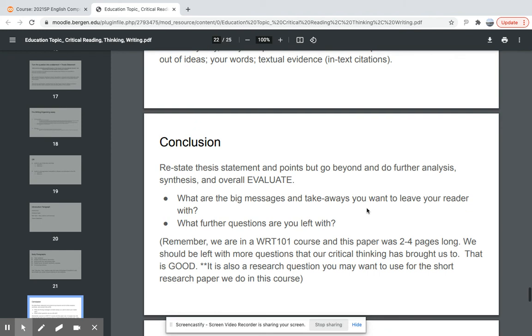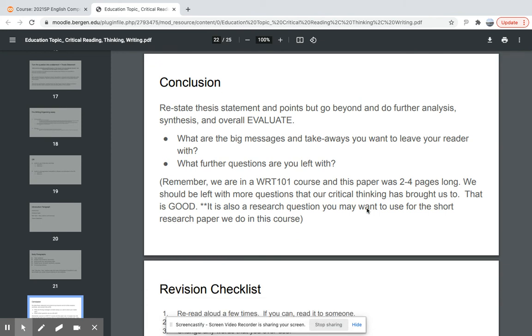Finally, your conclusion: restate your thesis statement and points, but go beyond and do further analysis, synthesis, and overall evaluation. So don't just regurgitate, make it meaningful and purposeful. What are the big messages and takeaways you want to leave your reader with? What further questions are you left with?